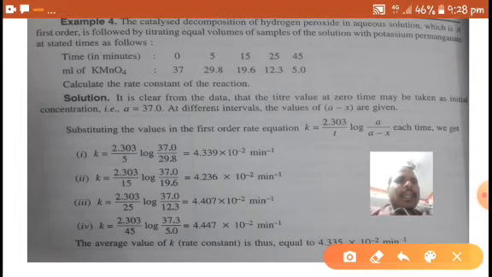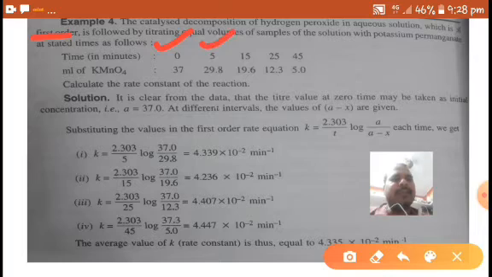Here, the catalyzed decomposition of hydrogen peroxide in aqueous solution, which is of first order, is followed by titrating equal volumes of samples of the solution with potassium permanganate at stated times as follows. Here he has taken time 0 minutes, 5 minutes, 15 minutes, 25 minutes and 45 minutes.